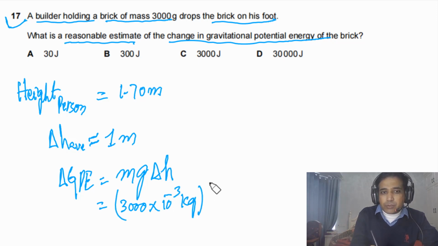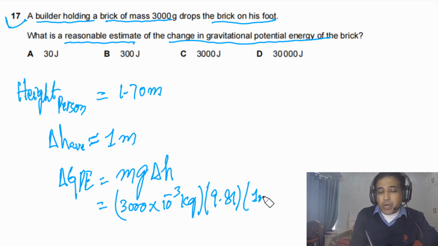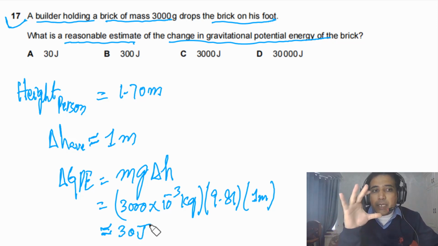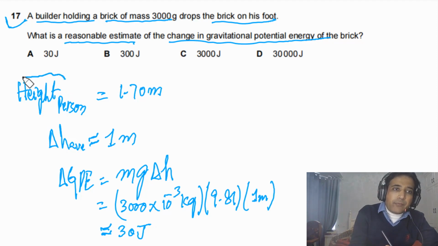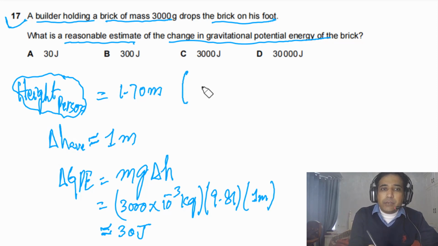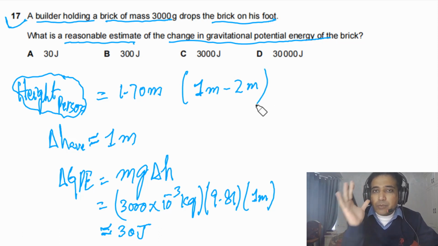You have to convert this one into kgs and multiply by 9.81, and the change in height approximately we have said is about 1 meter. So the final answer will be about 30 joules. This is a reasonable estimate. If you have estimated average height is about 1.7 meters, or even if you have estimated between 1 meter to 2 meters, still your answer will be right. So it's a reasonable estimate.